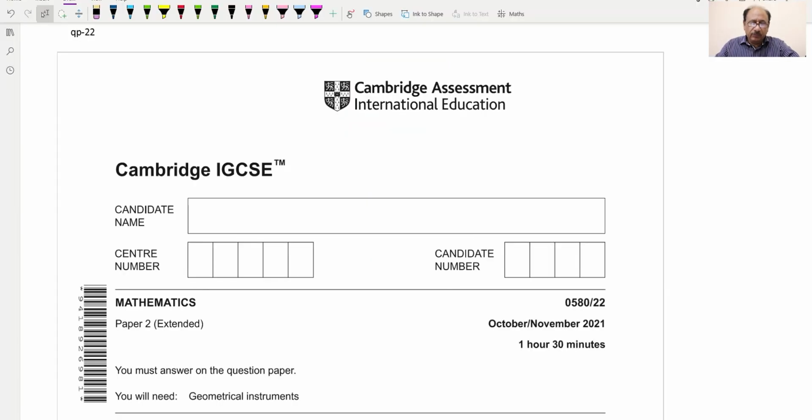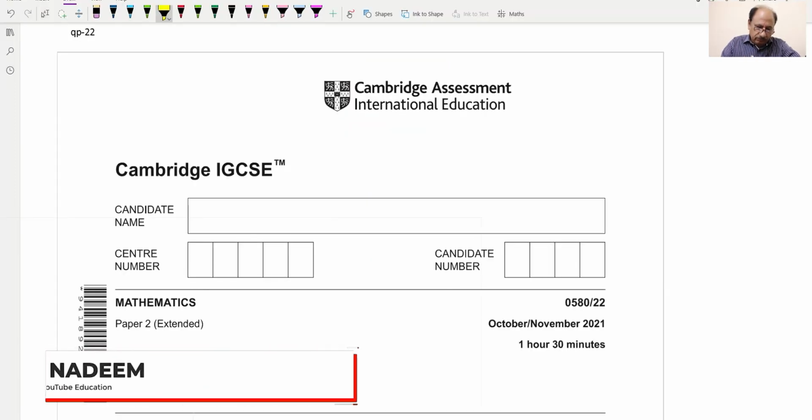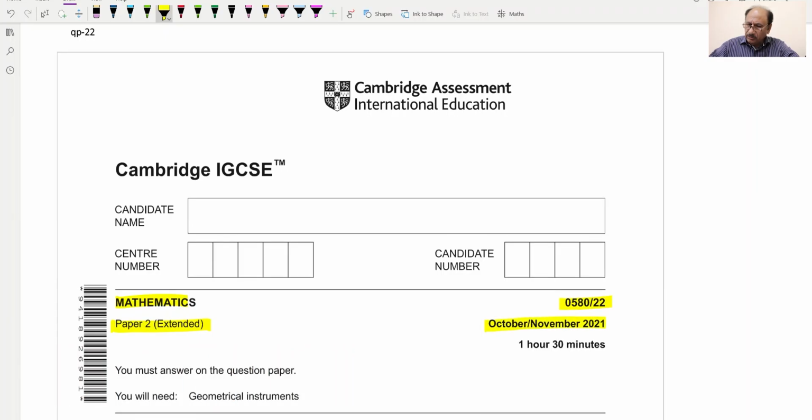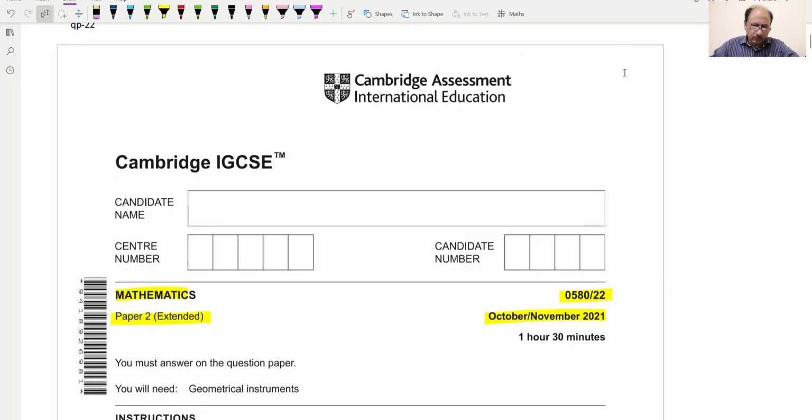Hello everyone, today we'll be going through Cambridge Mathematics Paper 2 Extended 0580 22 October November 2021. Let us move to question number 1.